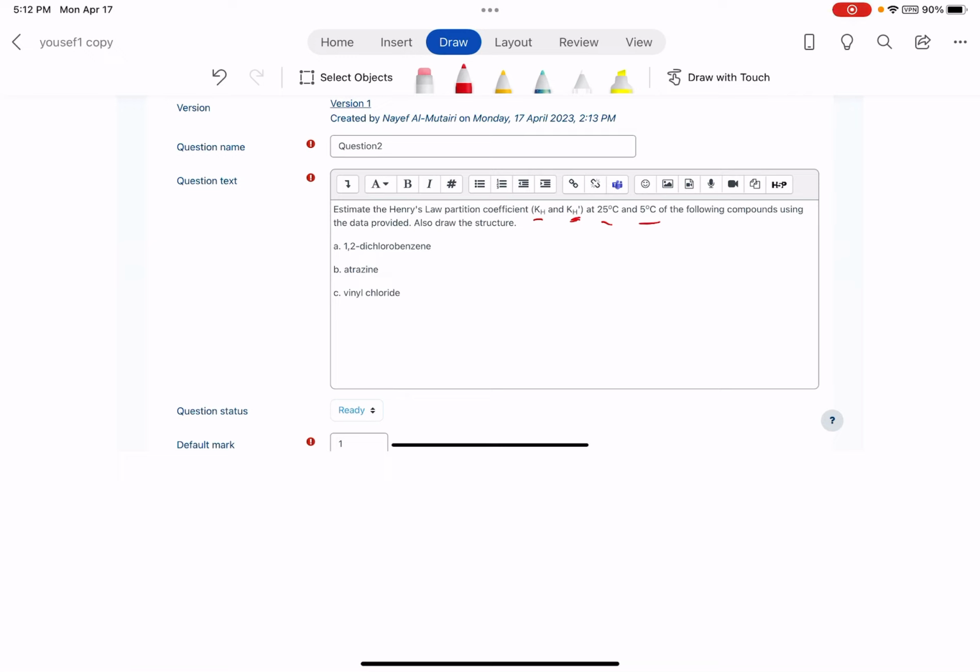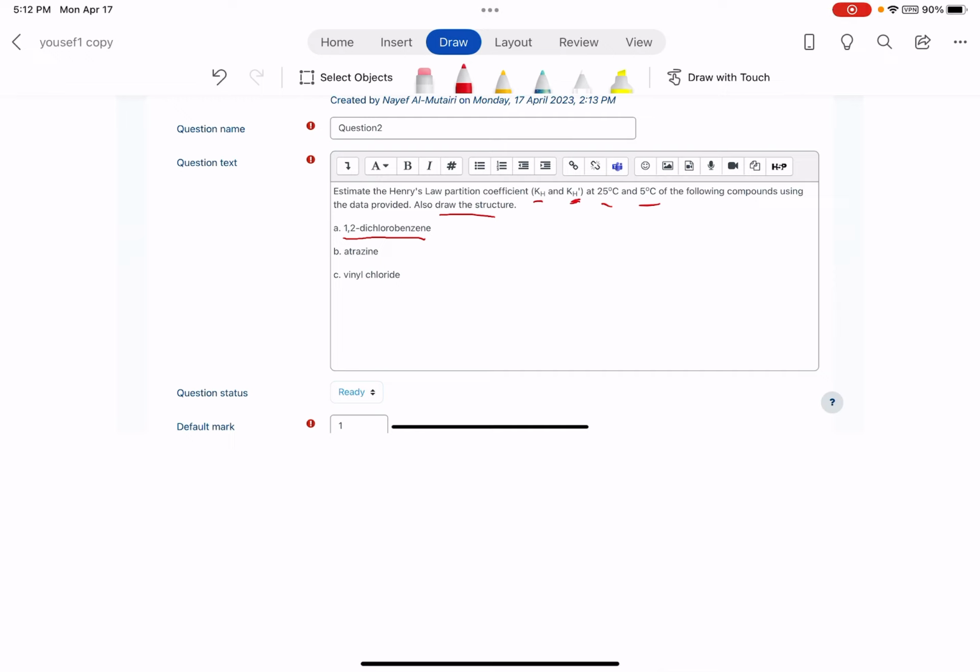Well, the data is not provided, but you have to go to the textbook and find it. The first compound is 1,2-dichlorobenzene. He wants you also to draw the structure. So it's a benzene ring, with double bonds, and positions 1 and 2. Of course, there are 2 chlorines, so dichloro, on a benzene ring. So this is the structure of the first one, 1,2-dichlorobenzene.